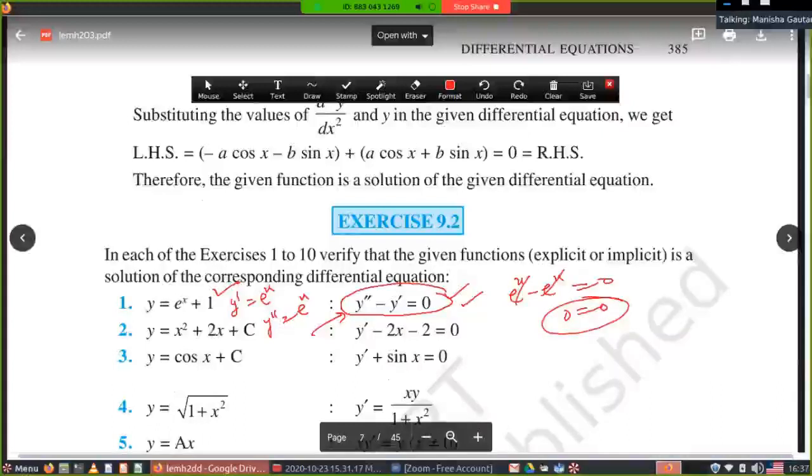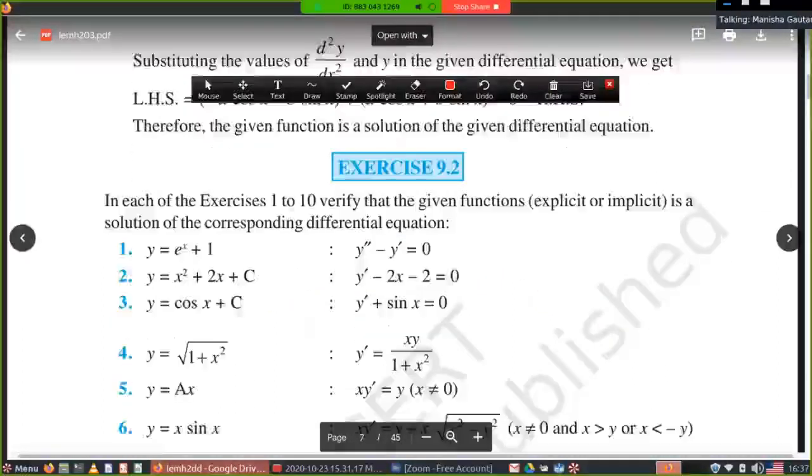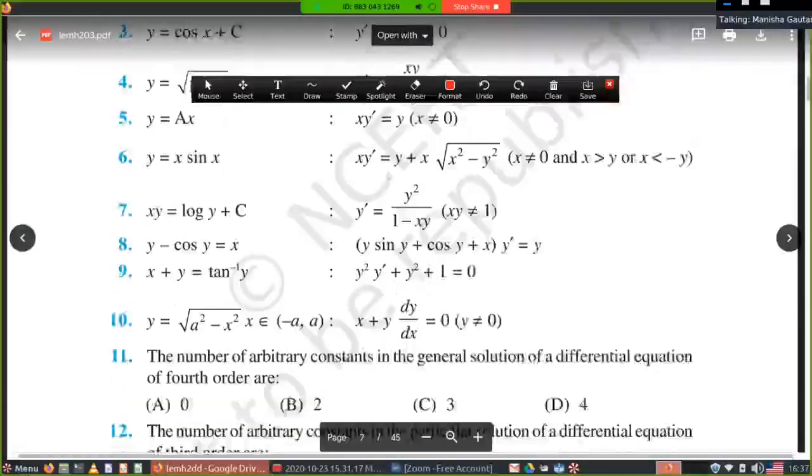After substituting the value of y dash, y double dash or y in the differential equation, if you get left and right both sides the same, then you will say hence verified. This is exercise 9.2. You have to do this exercise 9.2 now. Just check whether the given y is the solution of the given differential equation or not.